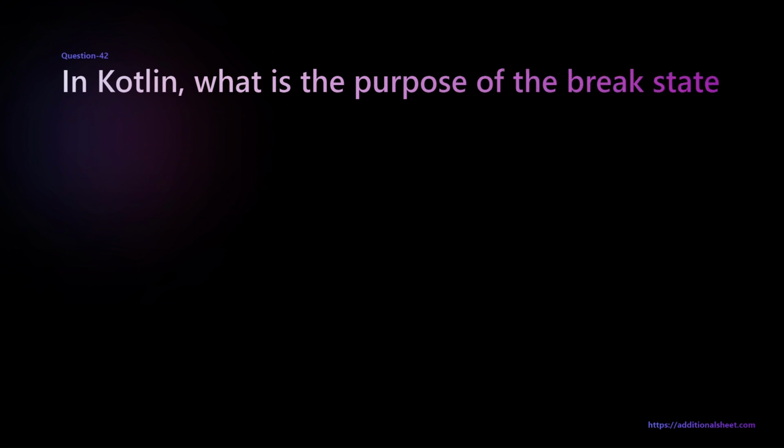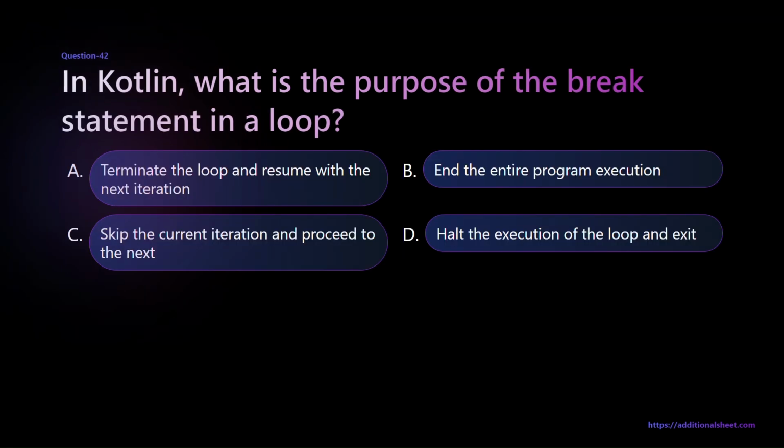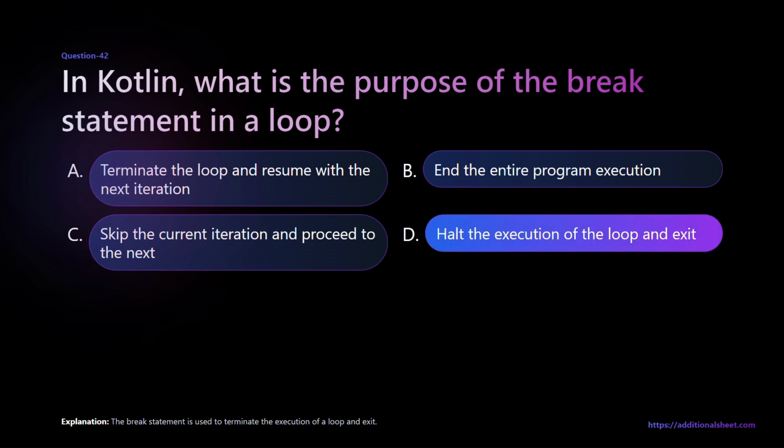In Kotlin, what is the purpose of the break statement in a loop? Option A, terminate the loop and resume with the next iteration. Option B, end the entire program execution. Option C, skip the current iteration and proceed to the next. Option D, halt the execution of the loop and exit. The correct answer is option D, halt the execution of the loop and exit.